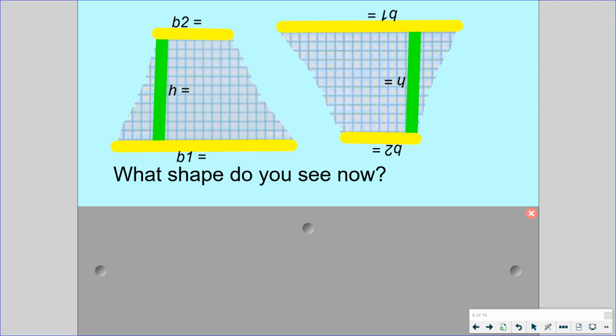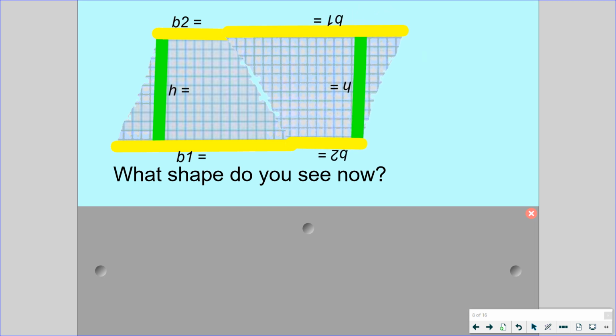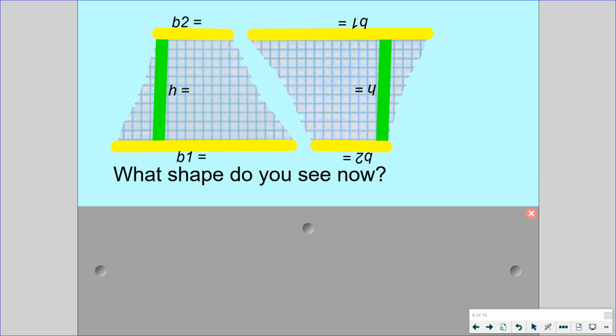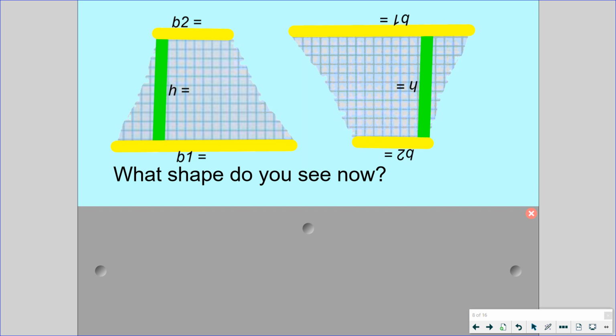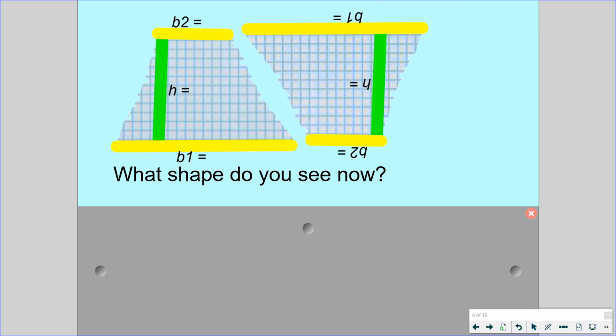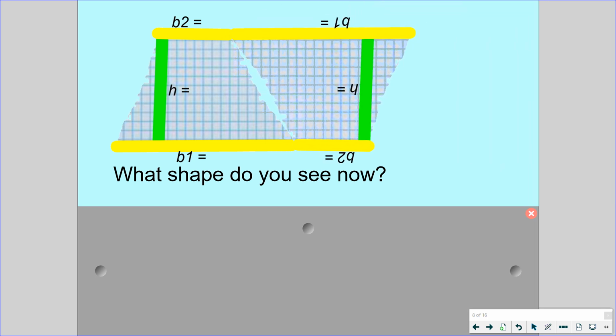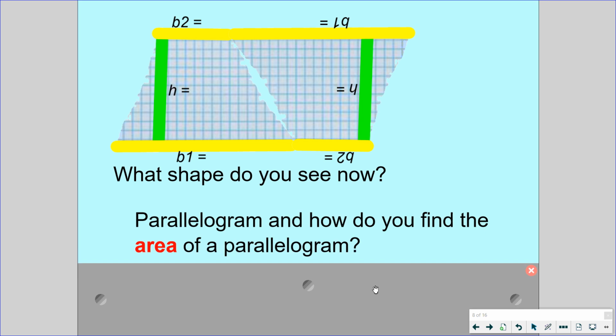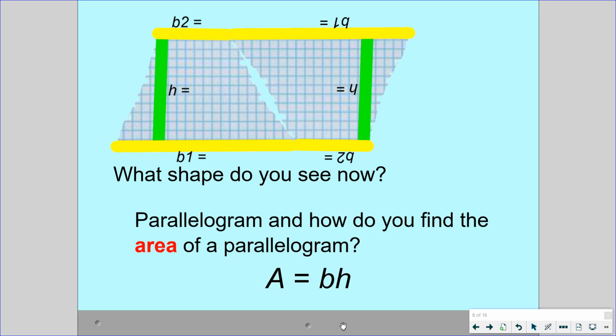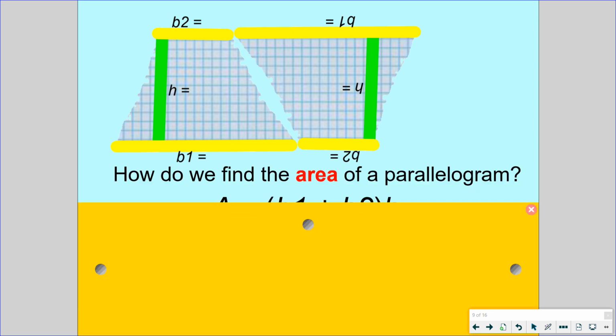two trapezoids to form a parallelogram. So what shape do you see right here? It is a parallelogram. So can you make a parallelogram with the two provided trapezoids? Parallelogram. And how do you find the area of a parallelogram again? You multiply the base and the height.